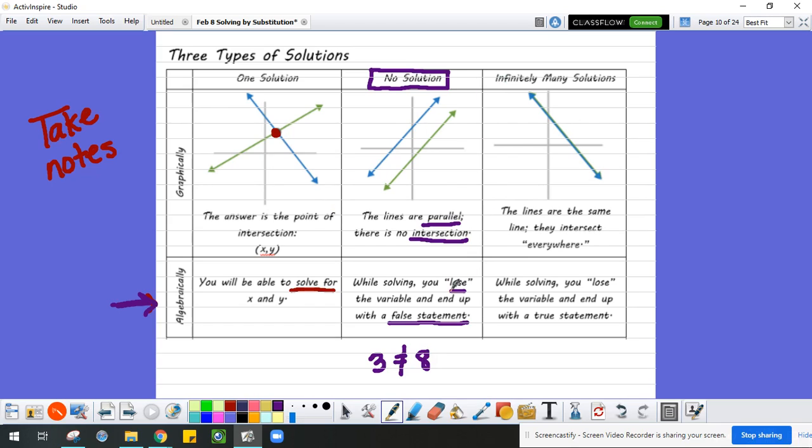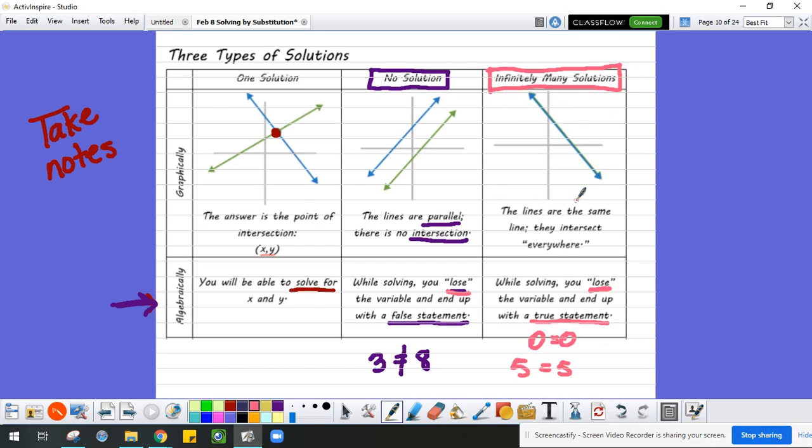In this third picture, something that you would actually write on your paper if you had this situation is you would write the words infinitely many solutions. You can't just stop in the middle of the work when you lose the variable and expect your teacher to know which one of these it is. So if you lose the variable and you end up with a false statement, you need to write the words no solution. If you lose the variable, but you end up with a true statement, such as 0 equals 0, or 5 equals 5, you need to write the words infinitely many solutions.